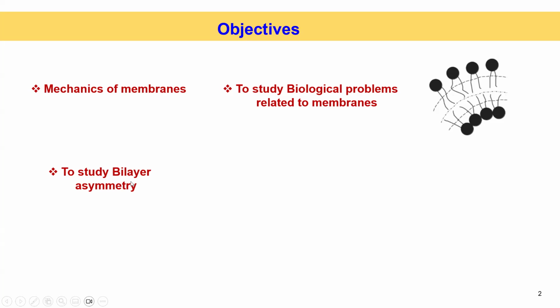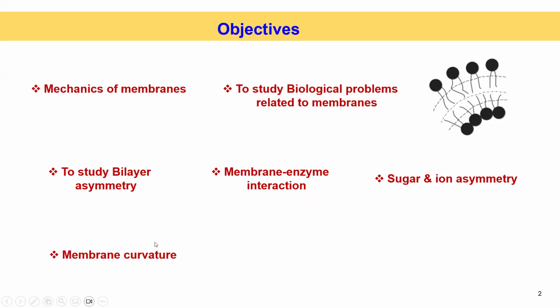This bilayer asymmetry can be created in many ways. In my thesis, I am using membrane enzyme interaction to create this bilayer asymmetry. Also, bilayer asymmetry can be created by sugar and ion asymmetry. When this bilayer asymmetry is created, due to this asymmetry the membrane changes its curvature. So we can also study this membrane curvature, how it is changing and how it is curving. Is it positive or negative, and all types of curvature.